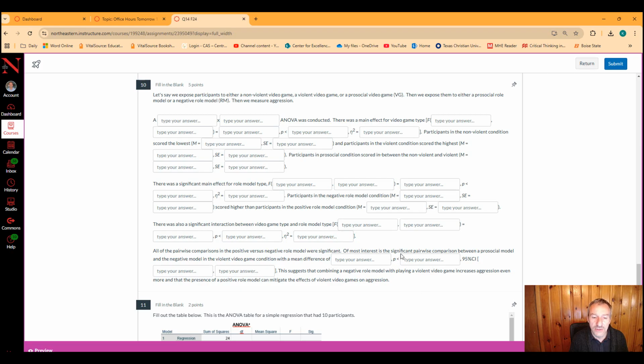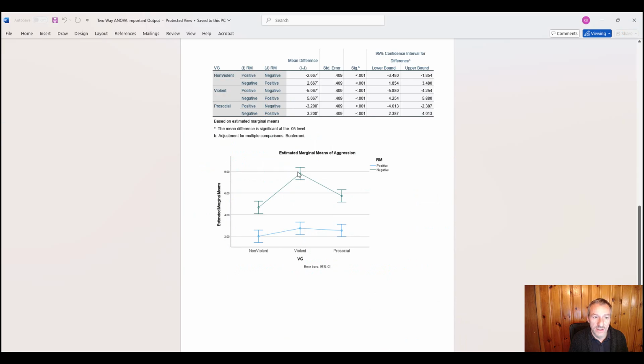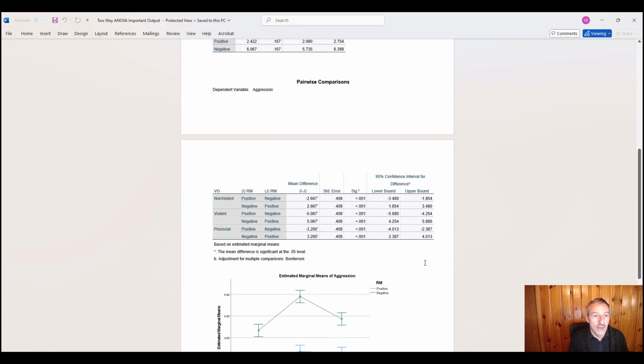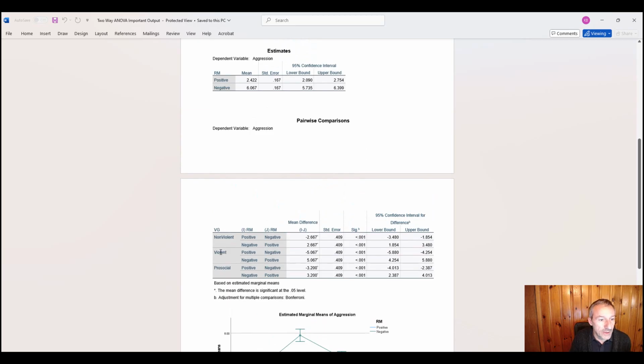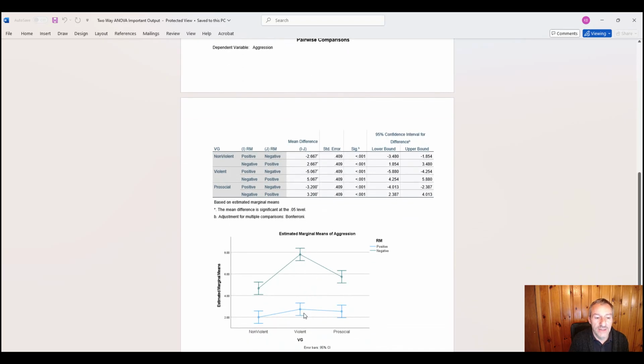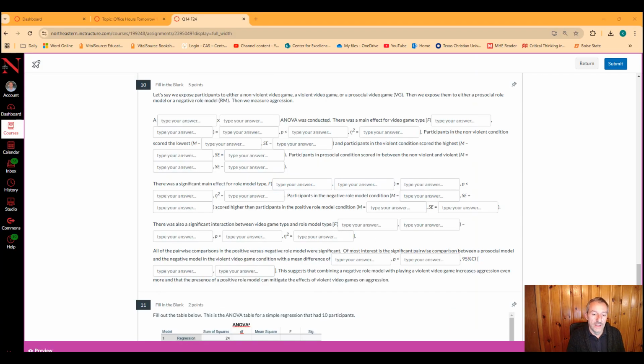Of most interest is a significant pairwise comparison between pro-social model and the negative model in the violent video game condition. Again, violent video game condition, the difference between the positive and the negative. And we get that from this pairwise comparison. If we go here, violent, the positive, the negative, there's a difference of about 5.07, and it is significant. Again, they're all significant, but the one that's the most significant, and it kind of plays into an interesting research hypothesis, is that there's a difference between the positive and the negative in that violent category.